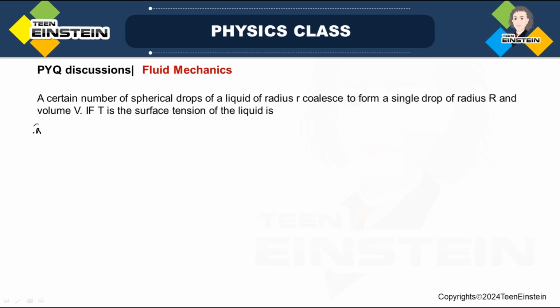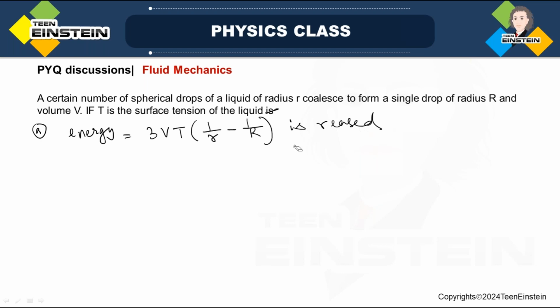See, option A says energy equal to 3VT into the factor 1 over small r minus 1 over capital R. That means this much energy is released.